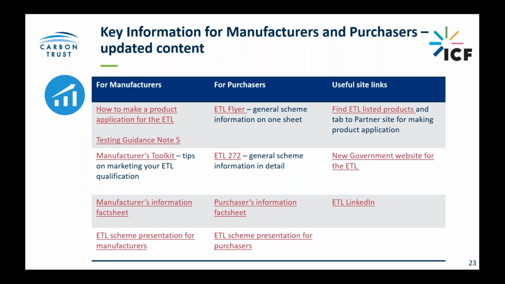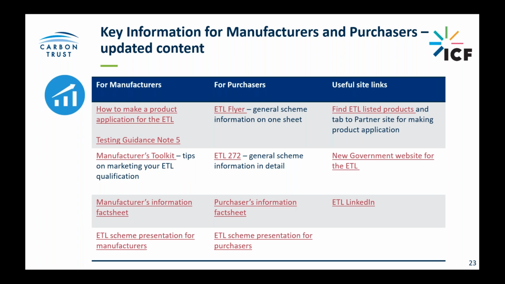If they really want more detail about the scheme, the ETL 272 is one of the original documents about the scheme. It goes into more explanation than the flyer does. And then we have the manufacturer's fact sheet. We also have the purchasers fact sheet, again FAQs, for example, how to get a statement of compliance from a manufacturer in the case of an unlisted technology. And then you have the presentation as well. So again, if they just want to flick through what the scheme's all about in a presentation format, that can be really useful.